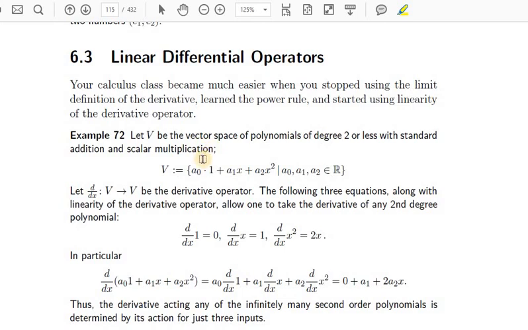And so notice there are three coefficients, three arbitrary coefficients. a0 times 1 plus a1 times x plus a2 times x squared. That actually means that this vector space is three-dimensional. We'll see more about that later.